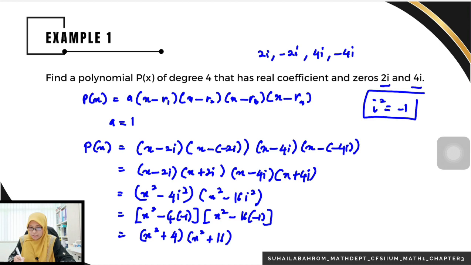Then you expand this expression, and at the end in general form, the polynomial P(x) is equal to x to the power of 4 plus 20x squared plus 64. Make sure you leave your answer in general form. So this is the final answer: x to the power of 4 plus 20x squared plus 64.